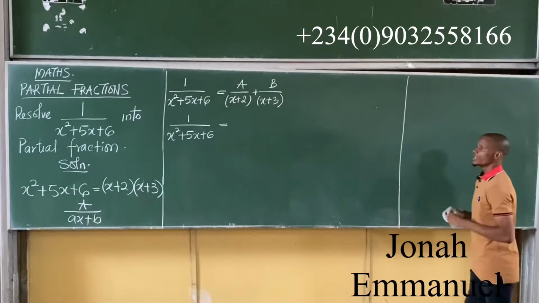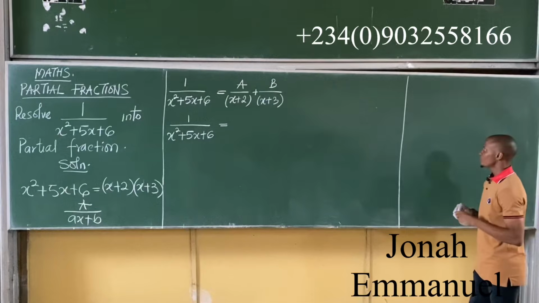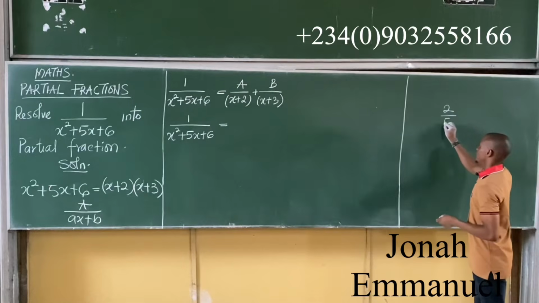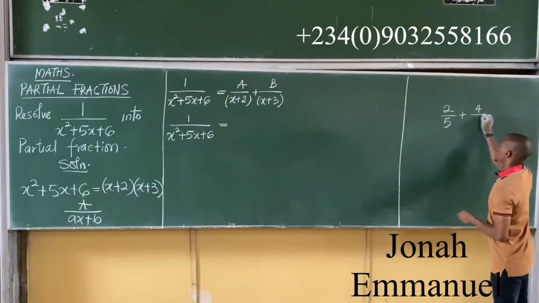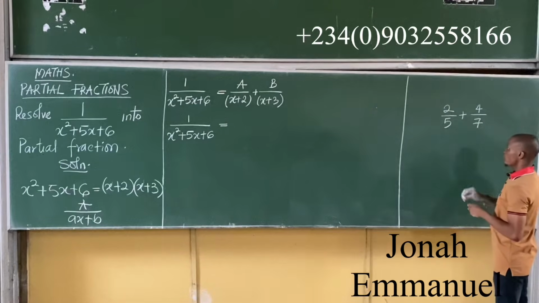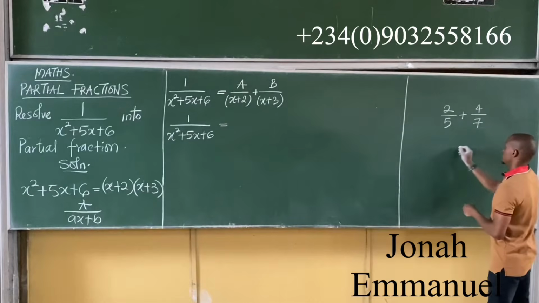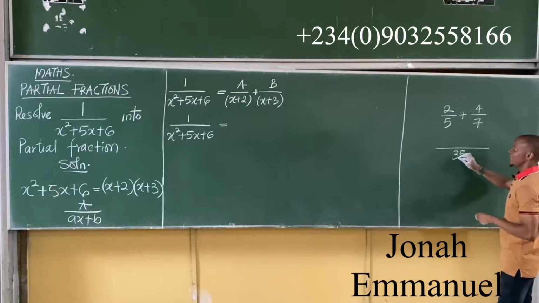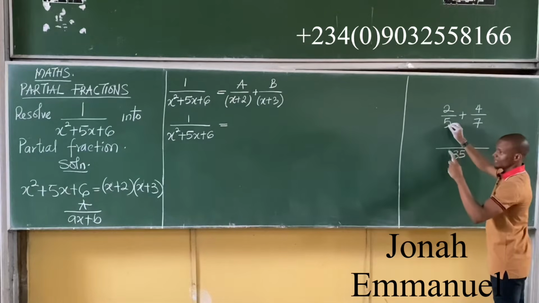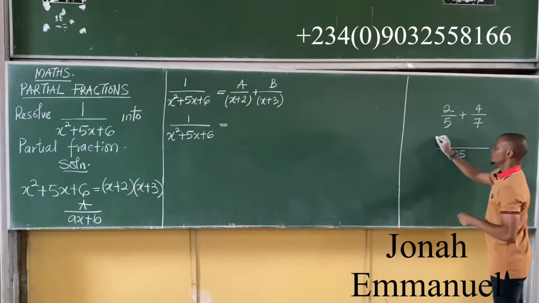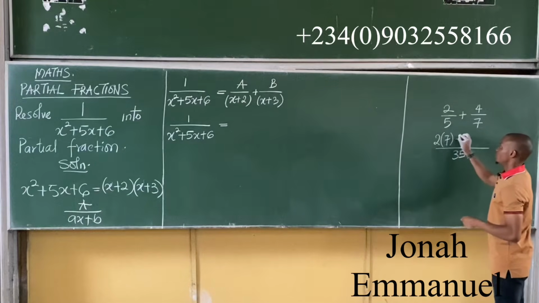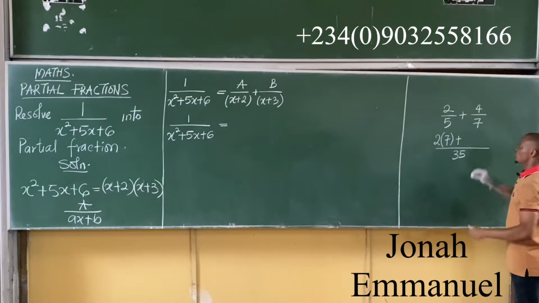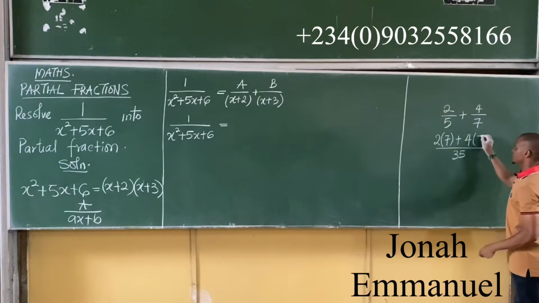If I'm taking the LCM of, let's say, 2 over 5 plus, let's say, 4 over 7, for instance. Of course, for these, my LCM is equal to 35. And of course, to solve this, 35 divided by 5 gives you 7. I'll use 7 to multiply this, so it becomes 2 times 7, plus 35 divided by 7 gives you 5. Use that 5 to multiply 4, so it becomes 4 times 5.